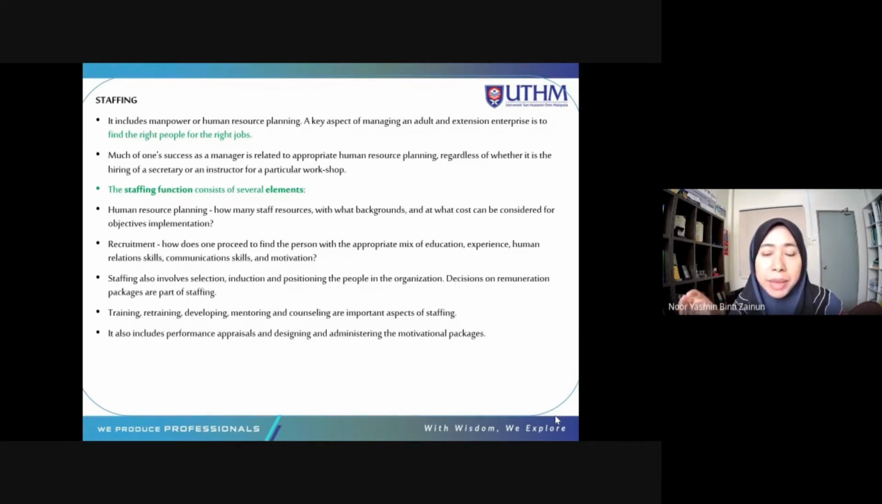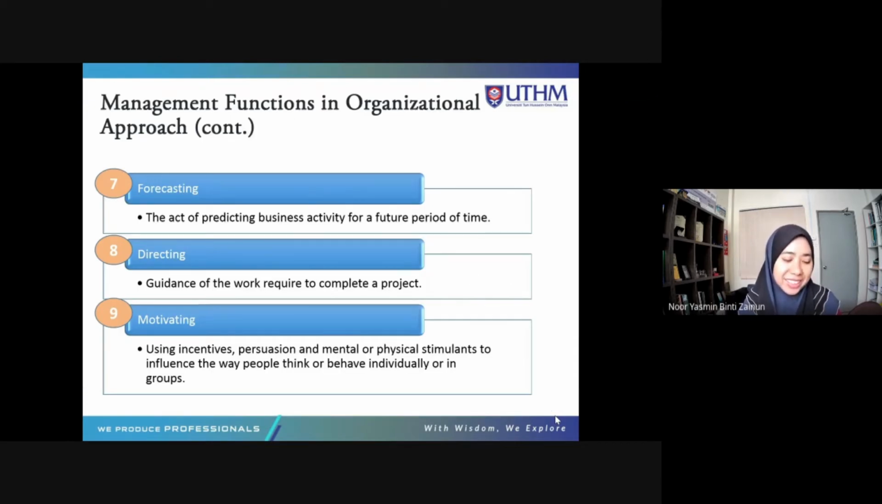But the basic salary will be much less compared to the private, and the bonus pun kerajaan bagi 500, 700 lah, tahun ni dapat 700 macam tu lah. Tapi tak adalah buang kerja. COVID pun kerja still on. Tak ada yang kena buang kerja. Okay. And then the management function in organizational approach is forecasting, directing and motivating. So total kita dah ada 7 9 Okay.